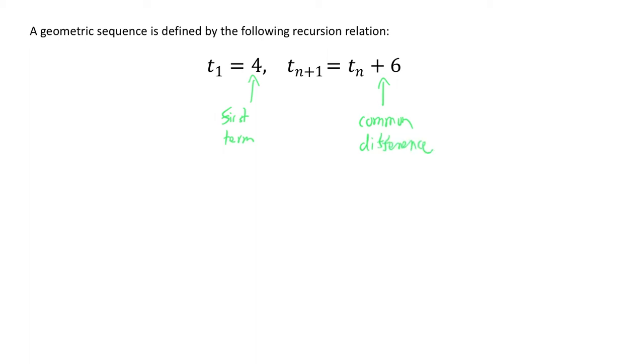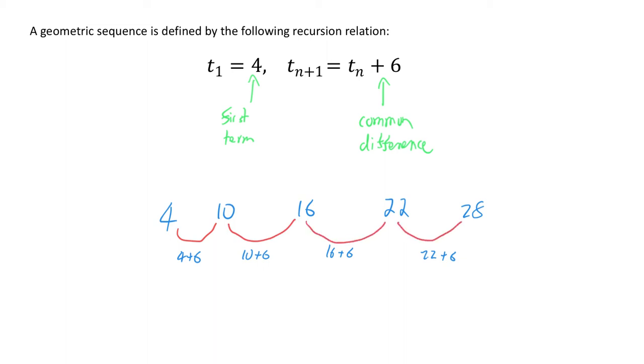So if I wanted to write a sequence based on that recursion relation, I would start at 4, and then I'd go 4 plus 6, which is equal to 10, and then 10 plus 6, which is equal to 16, 16 plus 6, which is equal to 22, and then 22 plus 6, which is equal to 28. Each time in the sequence, I'm adding on a value of 6. So that's an example of how I can use a recurrence relation to write an arithmetic sequence.